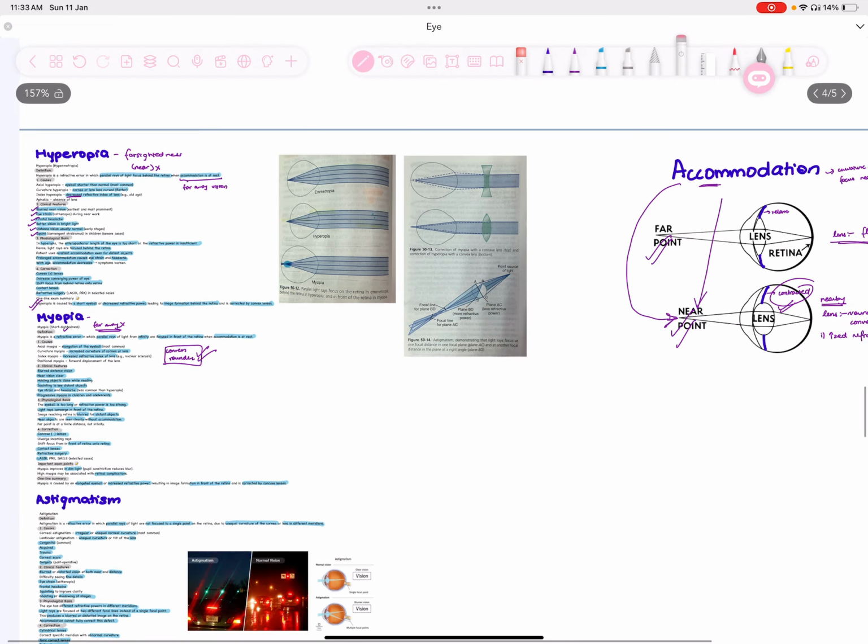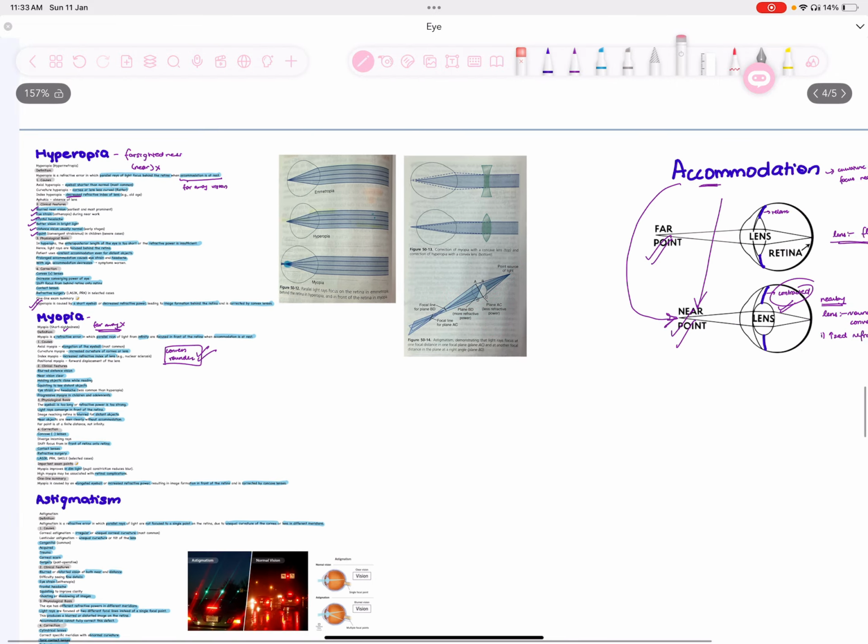You can see the clinical features would be eye strain, squinting, blurred near vision, better distant vision, better vision in bright light, and frontal headache because of the consequent squinting of the eye, right? Correction is a convex lens with increased converging power, which shifts the focus from behind the retina onto the retina, and then contact lenses and refractive surgery like LASIK. One line summary for hyperopia: it's caused by a short eyeball, decreased refractive power, the image forms behind the retina, and it is corrected by the convex lens.